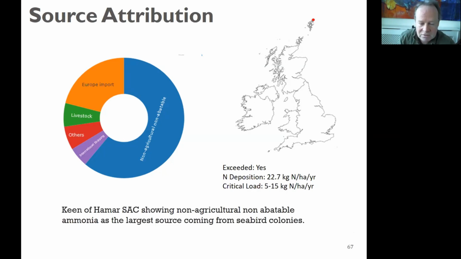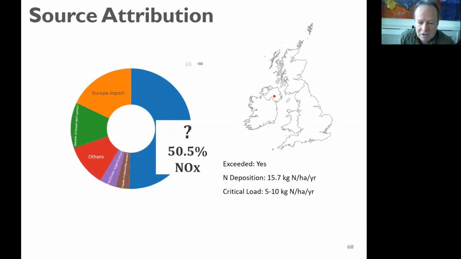Next slide. This should be very easy. This is also another nitrogen source. It's in Northern Ireland. So what is the source that's giving half? I don't know why it says NOx. Ignore the NOx, I think that's wrong. Livestock, somebody said, cattle, livestock.